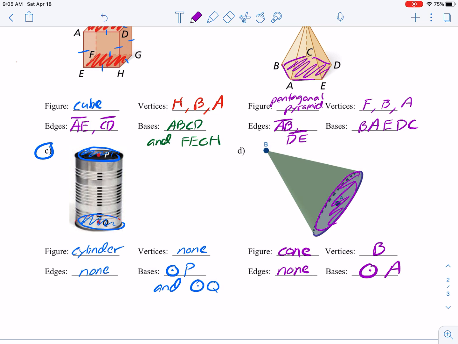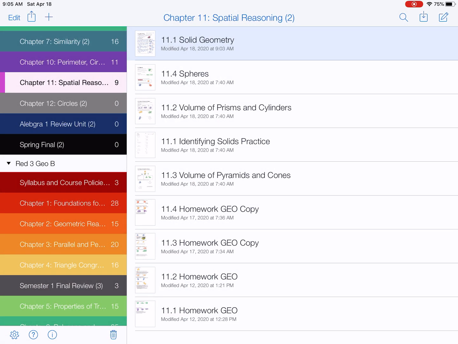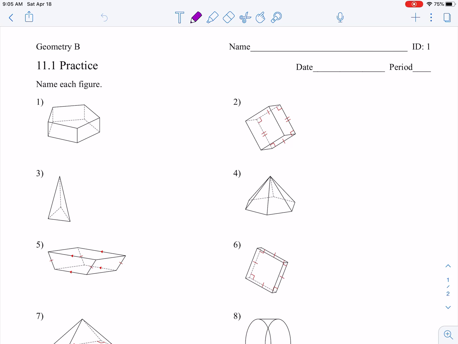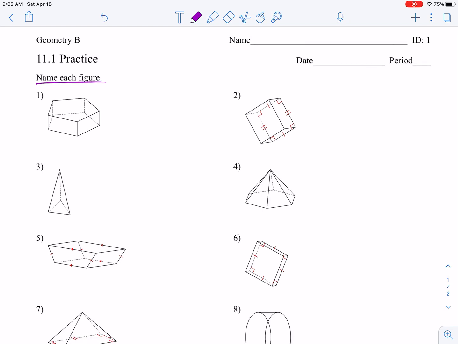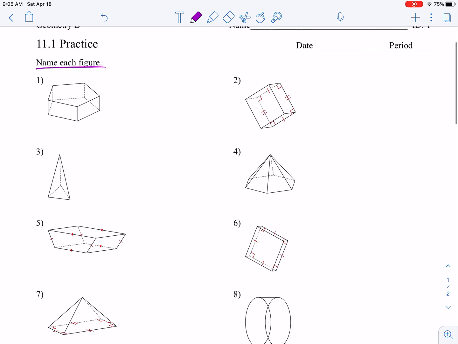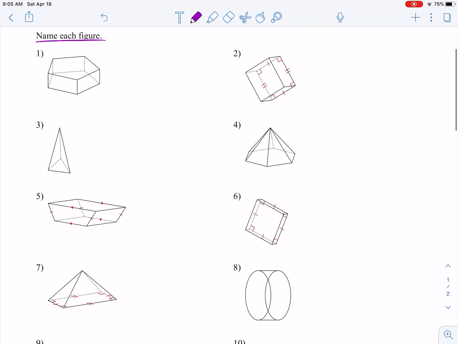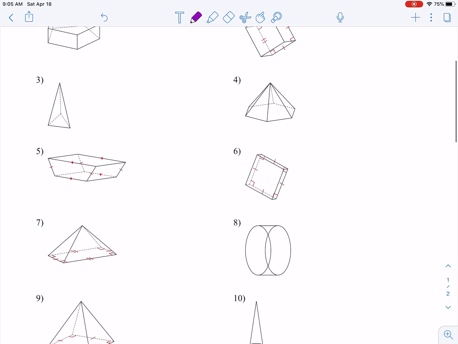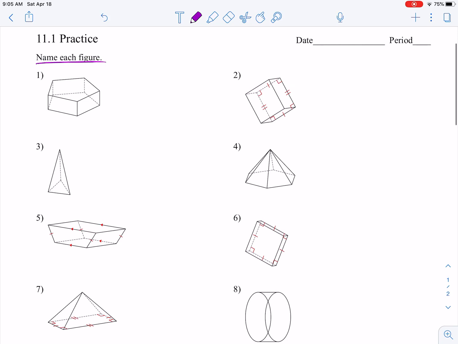Why don't you guys go ahead and take out this 11.1 identifying solids practice. It's also under your notes. This is probably the most important part of the first section for working with volume, where we are identifying or naming solids based on the number of bases and then the shape of the base. So what I'd like you guys to do is, these are quick. You're just naming each figure. I can do number 1 with you, and then I'd like you to pause it and name the next 11 of these figures. And then I'll put the answers up after you unpause, okay?